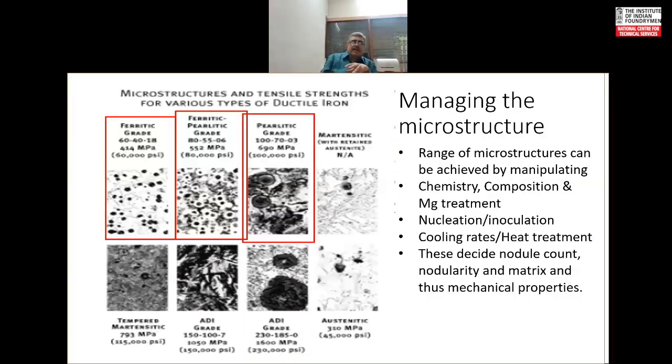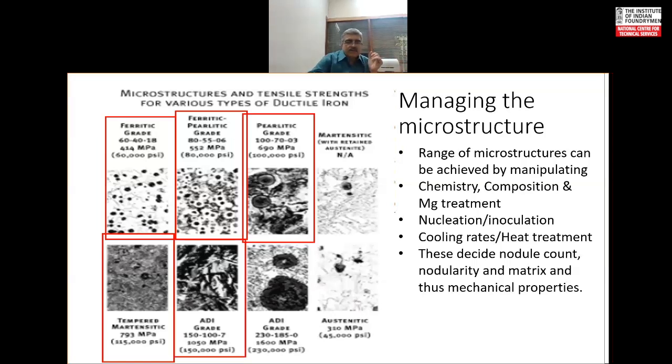In the pearlitic grade, which is 100-70-3, the ductility has dropped to 3% elongation. Then your yield and ultimate strengths have gone up substantially. You do the heat treatment and you get tempered martensite and you'll get a strength which is even higher.